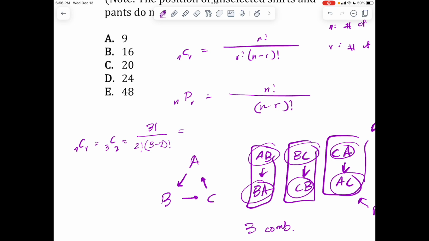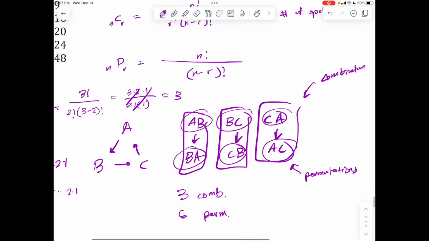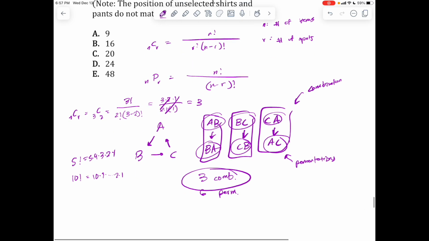Now if you don't know what a factorial is, if I give you 5 factorial, it's just equal to 5 times 4 times 3 times 2 times 1. If I give you 10 factorial, it's equal to 10 times 9 times and so on, times 2 times 1. You just multiply all the numbers less than it down to 1. So nCr for this gives me 3 times 2 times 1 over 2 times 1 times 1, this all cancels, it's just 3. And that aligns with what I told you, right? It's 3 combinations.